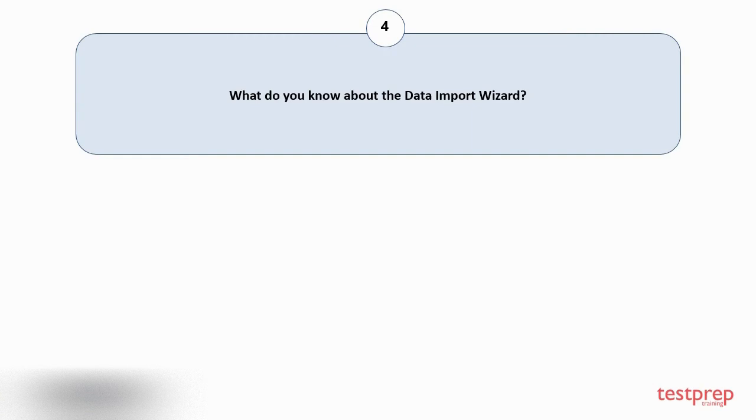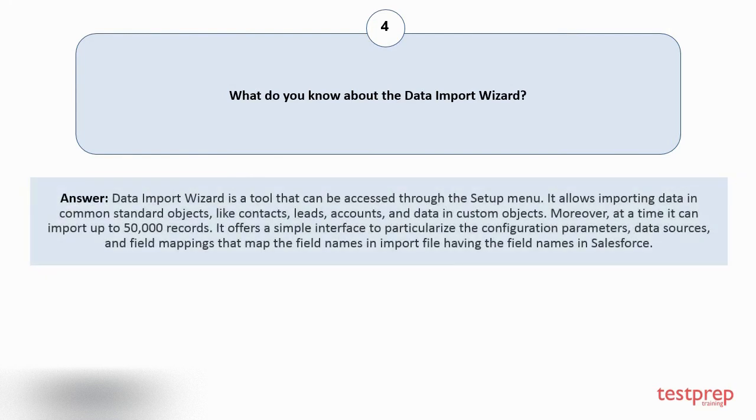Question number 4, what do you know about the Data Import Wizard? Your answer is: Data Import Wizard is a tool that can be accessed through the Setup menu. It allows importing data in common standard objects, like contacts, leads, accounts, and data in custom objects. Moreover, at a time it can import up to 50,000 records. It offers a simple interface to specify the configuration parameters, data sources, and field mappings that map the field names in the import file to the field names in Salesforce.